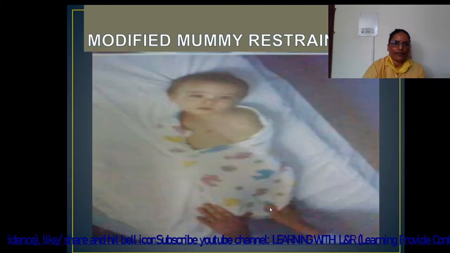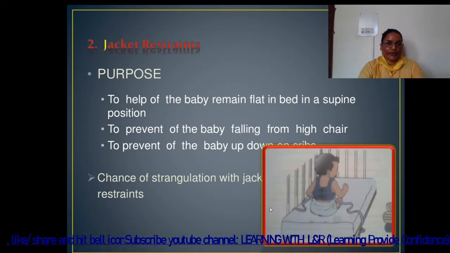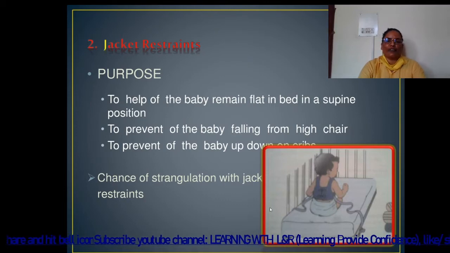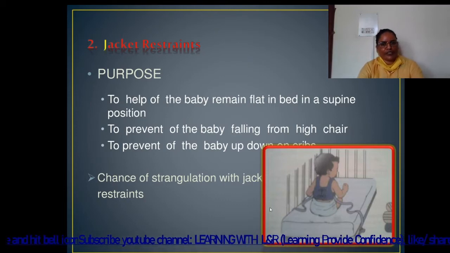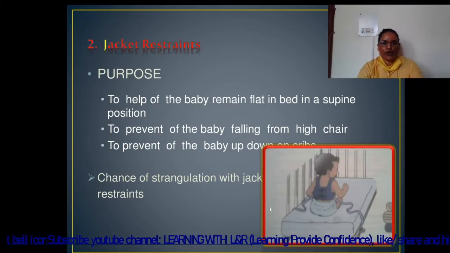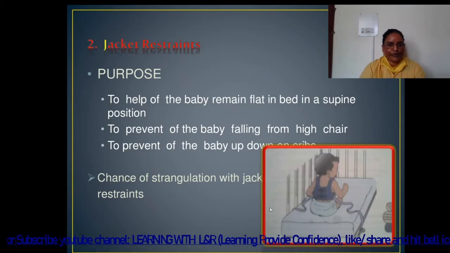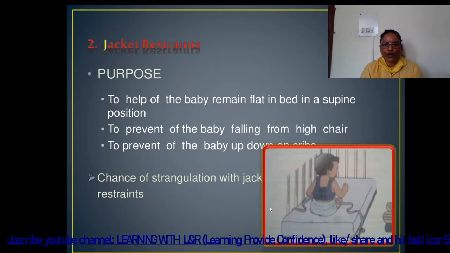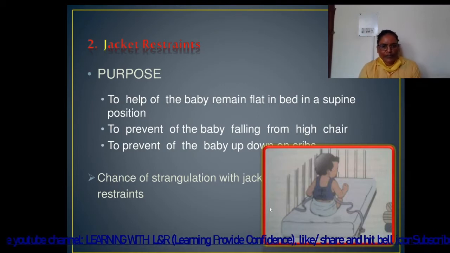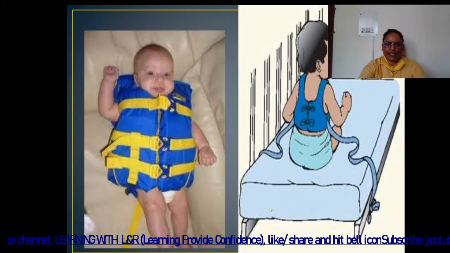Next one is jacket restraints. There are various purposes of jacket restraints: to help the baby remain flat in bed in a supine position during a procedure, to prevent the baby from falling from a high chair, or from falling out of the crib. Chances of strangulation with jacket restraints are also there. This is a jacket restraint.